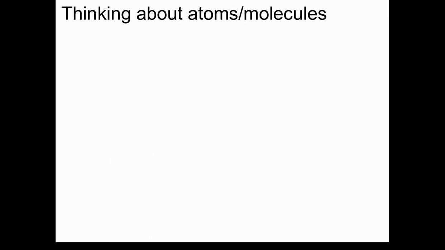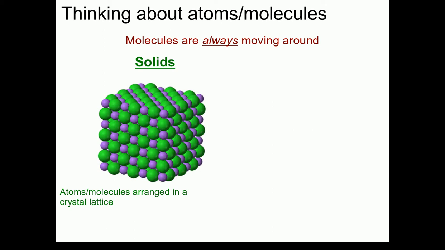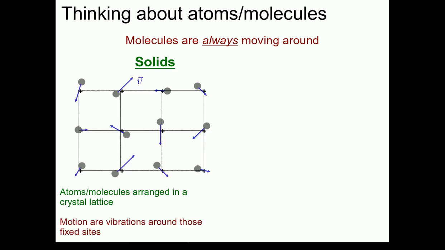Let's begin by thinking about atoms and molecules. One of the most important things about molecules, from a physics perspective, is that they're always moving around. For example, in a solid, such as sodium chloride, pictured here, the atoms and molecules are arranged in a crystal lattice, as you may have discussed in a chemistry class. However, the molecules aren't just fixed to these sites. They're actually moving around and vibrating about the fixed lattice sites. They're always jiggling around.